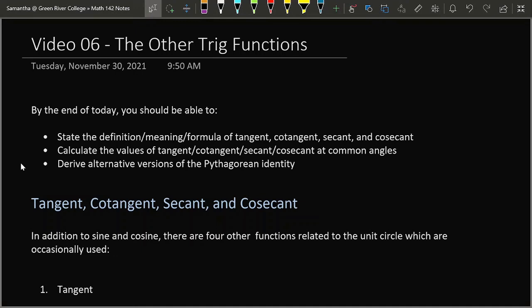In this video, we're going to introduce 4 more functions which I would consider to be the children of sine and cosine. Sine and cosine are the 2 most important functions for this class, but their 4 children can also be convenient to use in certain situations. We're going to state the definition / the formula for the functions called tangent, cotangent, secant, and cosecant. We are going to practice evaluating those functions at certain angles.